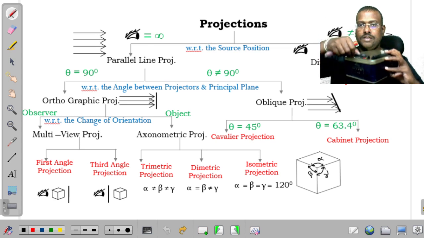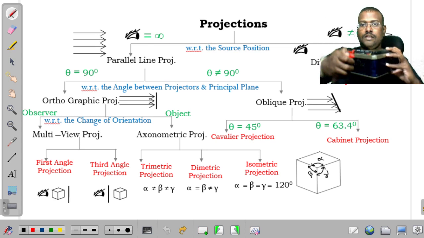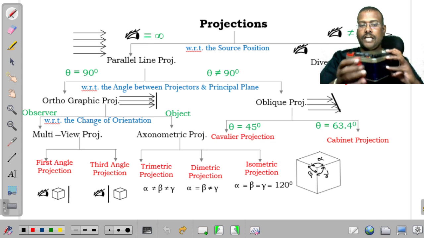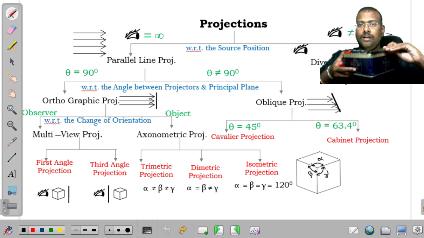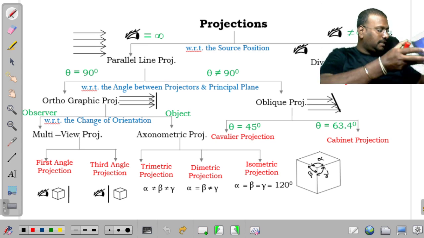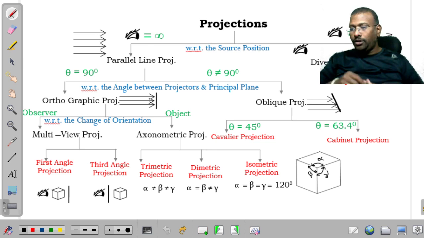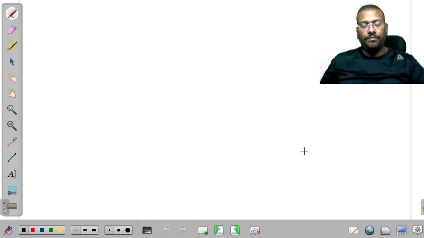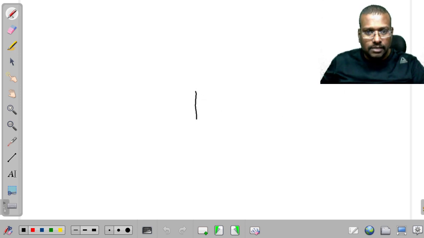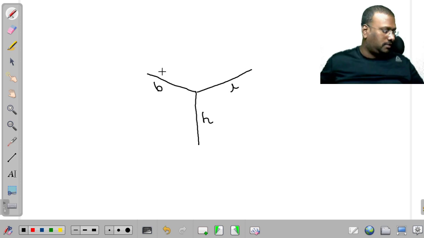This is the breadth axis, this is the height axis, and this is going to be the axis for the length. Once these three lines are there, they are going to appear like this. So these three axes appear here. For example, let us consider this is the height axis, this is the length axis, this is the breadth axis.